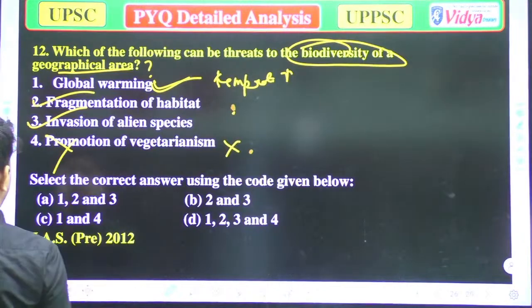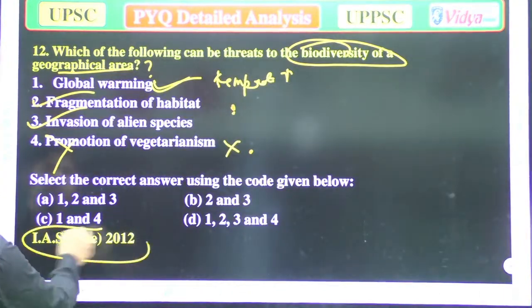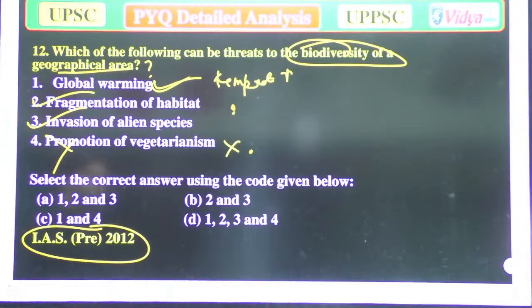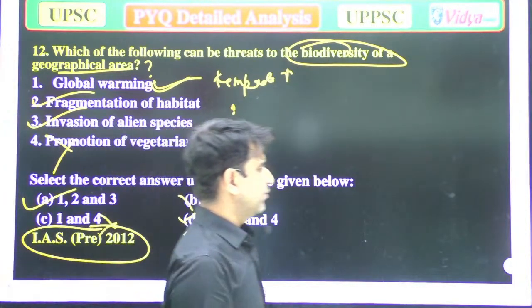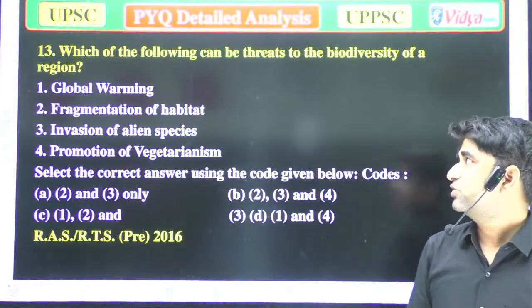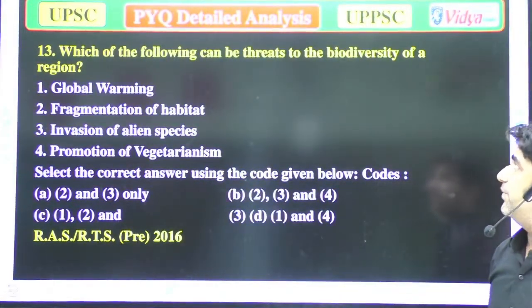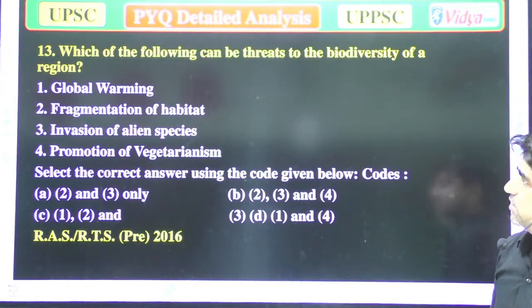So yes, this is a question from IAS 2012. Select the correct answers using the code given below. Option 1, 2, 3, yes, it's correct, and all these others are incorrect. Now we'll move to the next question. Our next question is, which of the following can be threats to biodiversity? Again, the same kind of question.